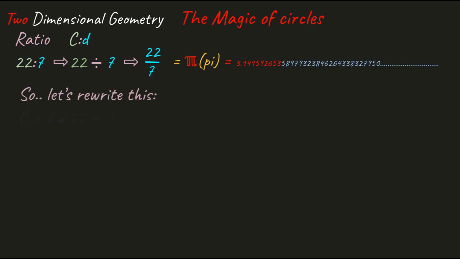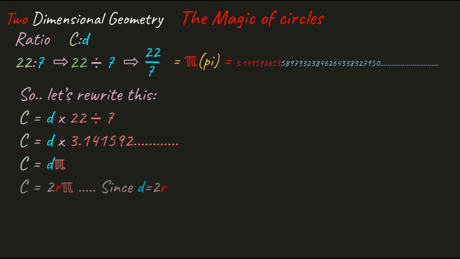So let's rewrite some of our formulas. C equals, C being circumference, D is diameter, C equals diameter times 22 divided by 7. That is a constant. The 22 divided by 7 is a constant. And we know that that number is 3.141592, etc. So circumference is always the diameter multiplied by that number called pi. So circumference is d pi. Or, since d is 2 radiuses, we can replace the diameter with 2 radiuses.